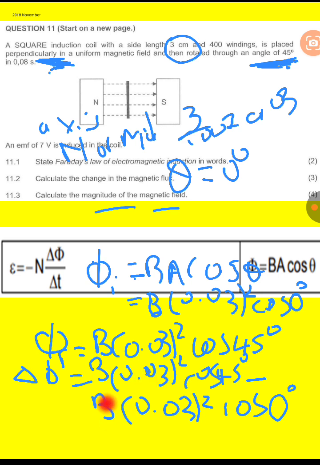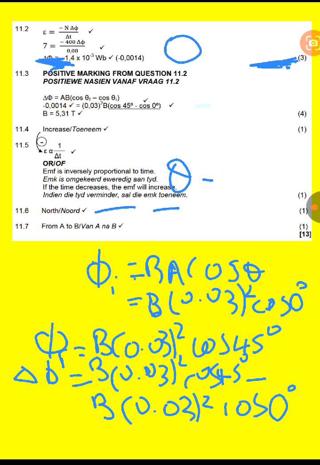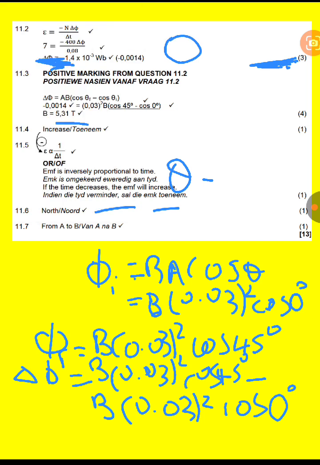Then we are going to solve for the value of B. So if you do the right maths, this is the answer you will definitely get here. So B is unknown, and the value of B there is 5.31 Teslas.